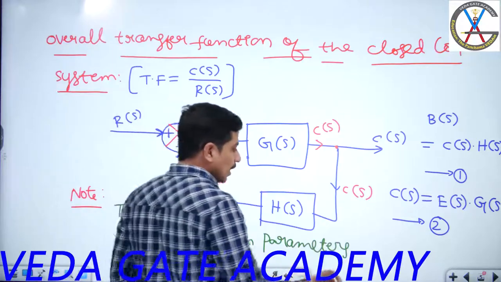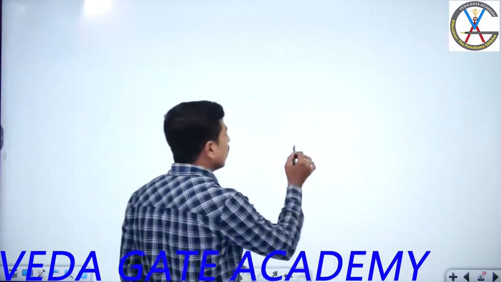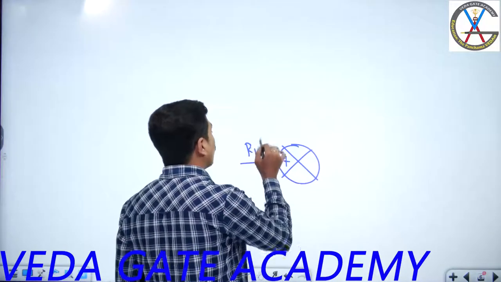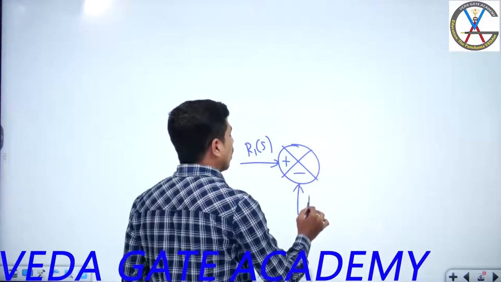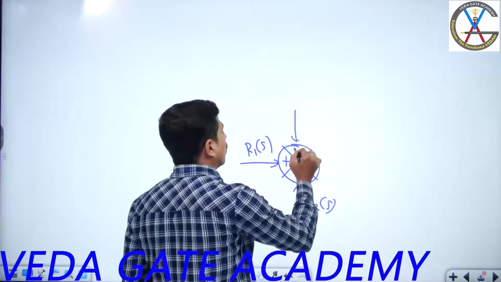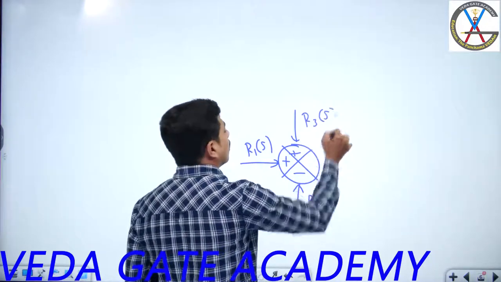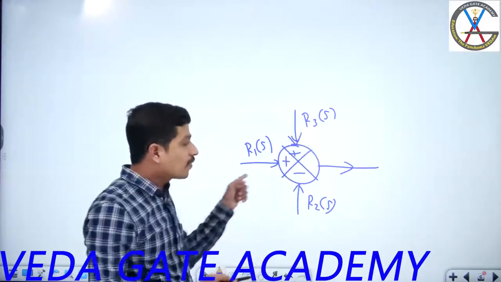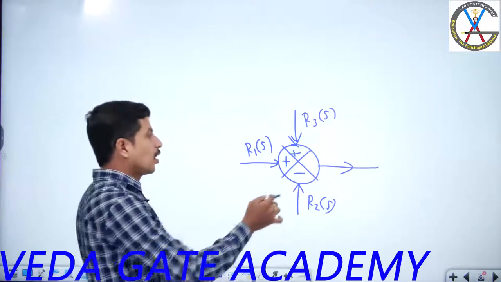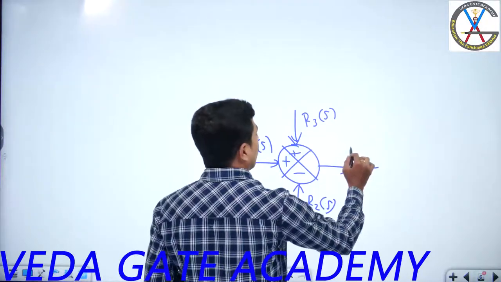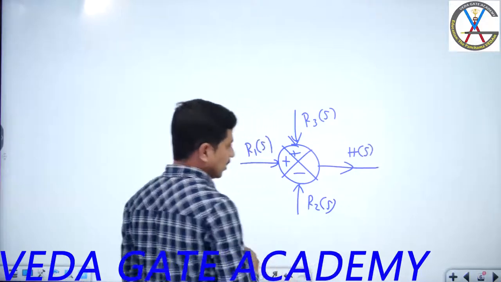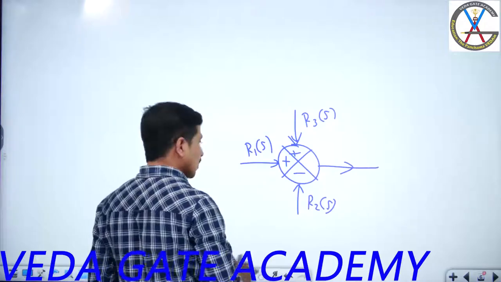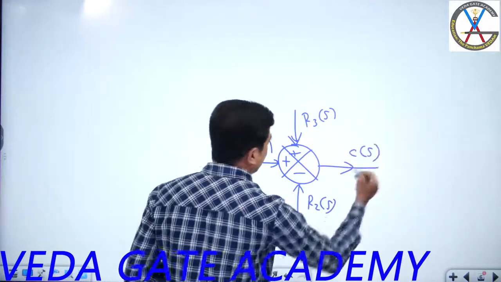Let me take one simple example. This is a summing point. I have three inputs like this: R1 of S, another input R2 of S, another input R3 of S, and we have one output. See the arrows. We have three inputs, one output. Now let's take the output as H of S. No, we should not take H of S, because we are using H of S as a system parameter, so let's take it as C of S. It does not matter.